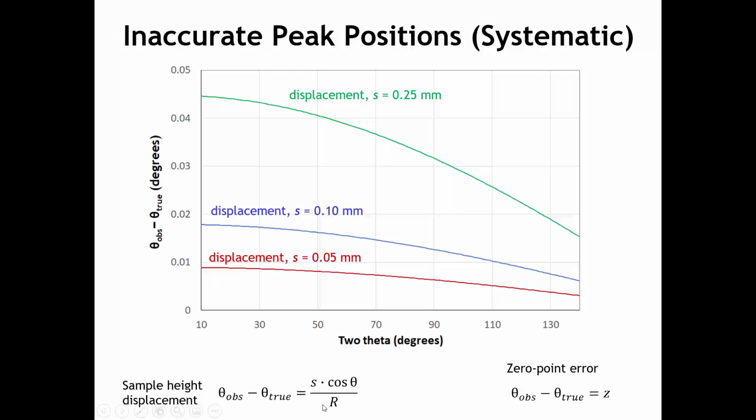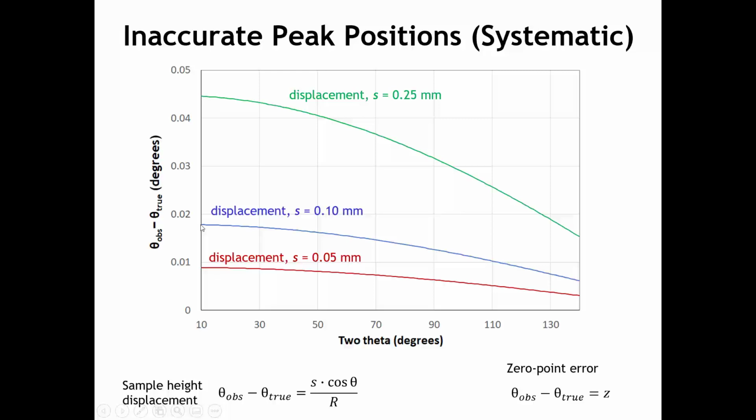This is for a goniometer radius of 320 millimeters, 32 centimeters. If we were to have the sample displaced by 0.05 millimeters, that doesn't seem very big, we get an offset in our theta of just below 0.01 degrees. If the displacement goes up to, let's say, 0.1 millimeter, now we're up almost to 0.02 error. And remember, this is theta, so the error in 2 theta would be double this. And once you get up to, let's say, 1/4 of a millimeter, which is probably something you could visually see, you can see that you're introducing really quite a large error.